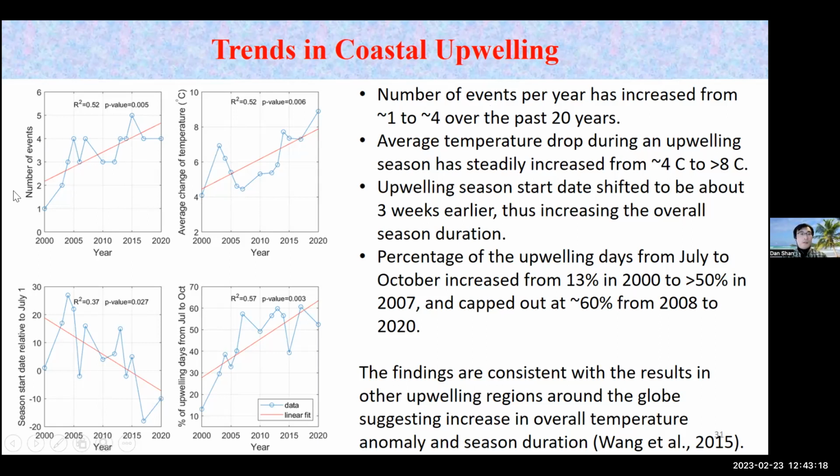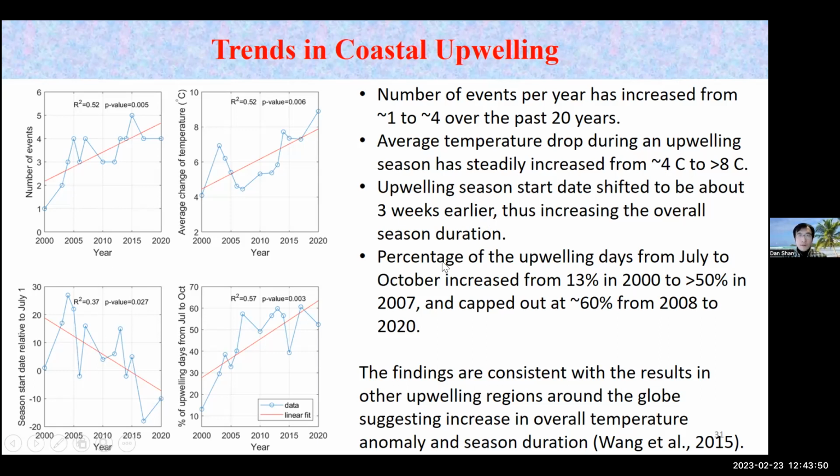The first one shows the number of events per year. What we saw is that initially the number of events per year is relatively small, about 1, and it has increased to about 4 over the past 20 years. And for the average change of temperature, we saw the average temperature drop during the upwelling season has steadily increased from about 4 degrees to greater than 8 degrees.